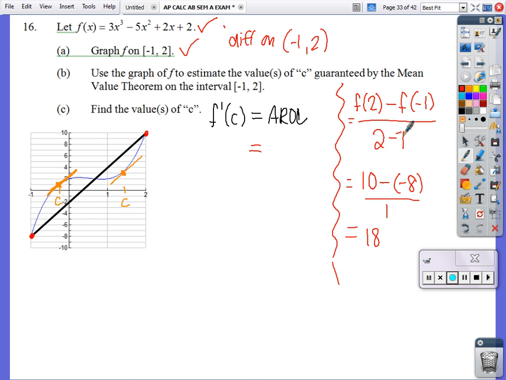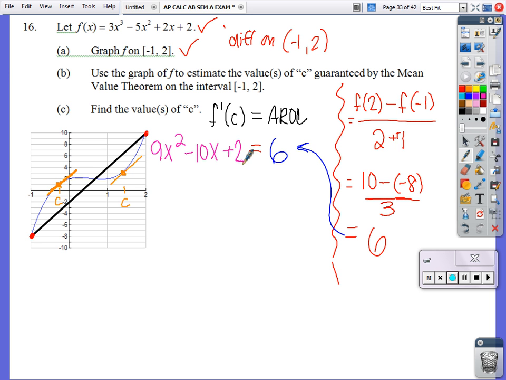Or sorry, divided by 3, which gives us, sorry about that, 6. The slope is 6. Therefore, the average rate of change value goes on this side, 6. On the left side, I'm going to find the derivative, 9x squared minus 10x plus 2.